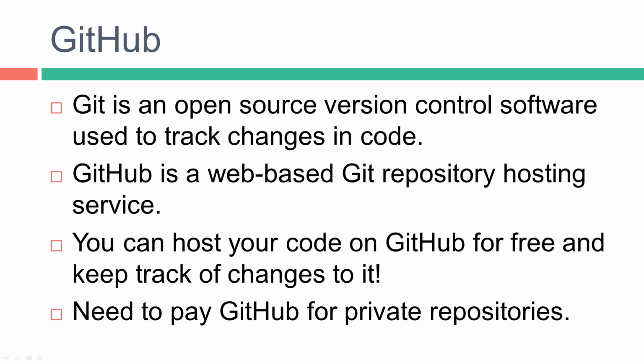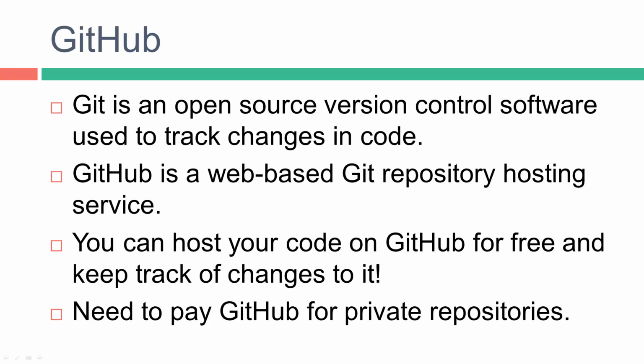So first thing we want to note is that Git, G-I-T, is an open source version control software used to track changes in the code. Git and GitHub are two separate things. Git is open source software that anyone in the world can download. GitHub is a company and it's a service. GitHub is a web-based Git repository hosting service.